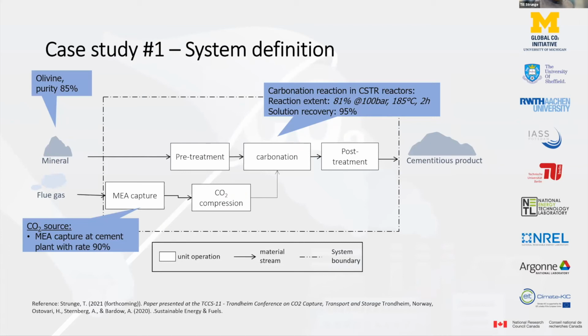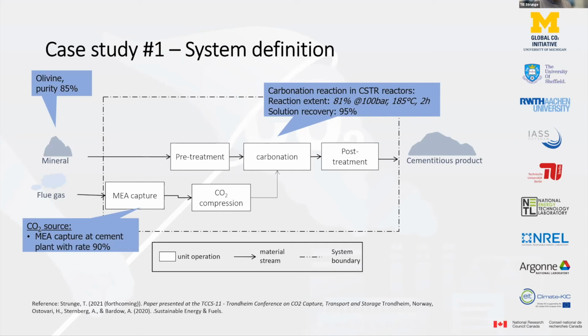For that, we looked into what kind of processes are out there. What is very important here for the cement industry is that in the end, you see on the right-hand side that the product you produce is a cementitious product. So it could be used as a cement additive, as an aggregate in concrete production, or as a filler.